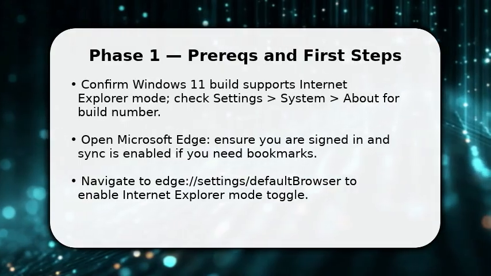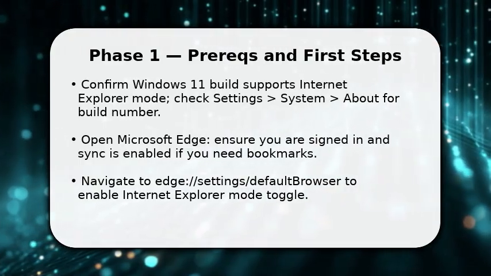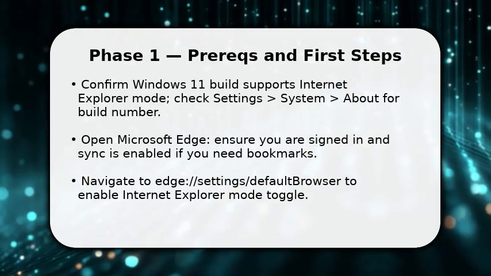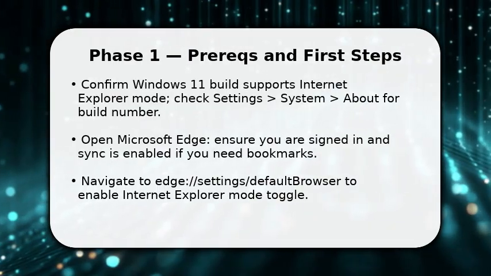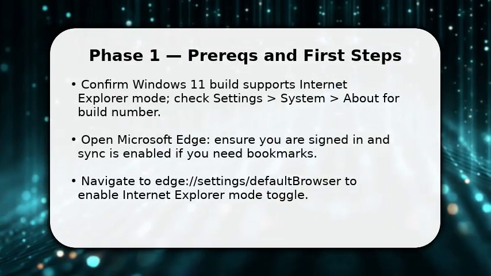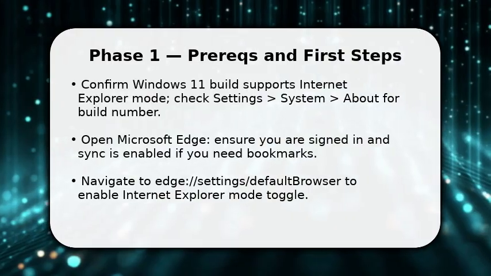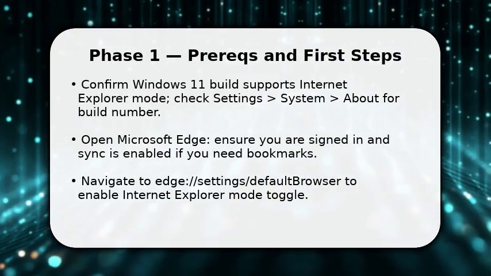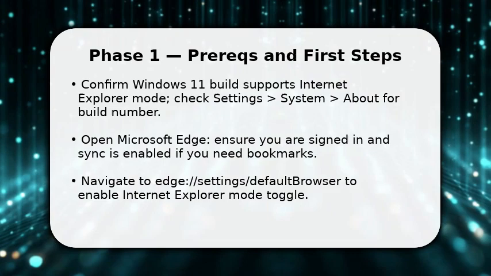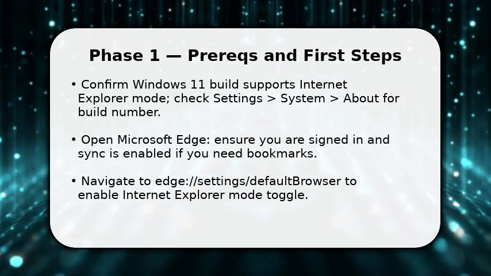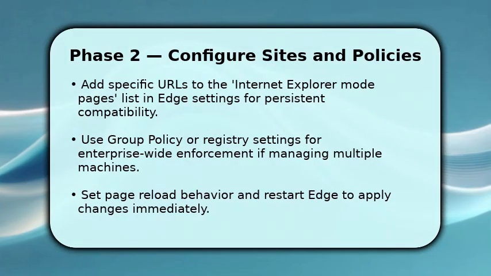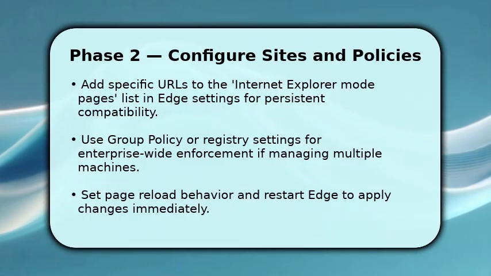Next, type edge://settings/defaultbrowser into the address bar and enable the Allow sites to be reloaded in Internet Explorer mode option. This step lets Edge present legacy pages using the IE rendering engine, which preserves old web app behavior without installing a separate browser. You'll now configure which sites use Internet Explorer mode.